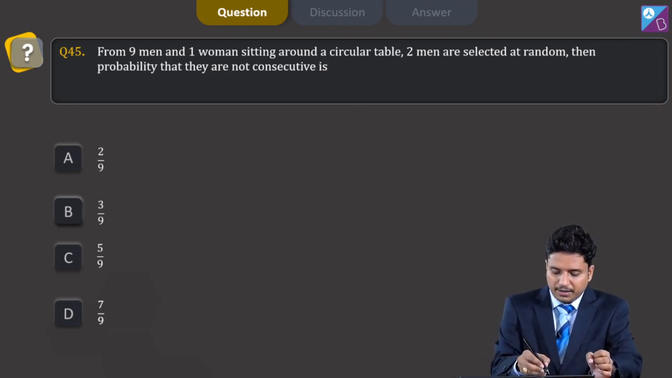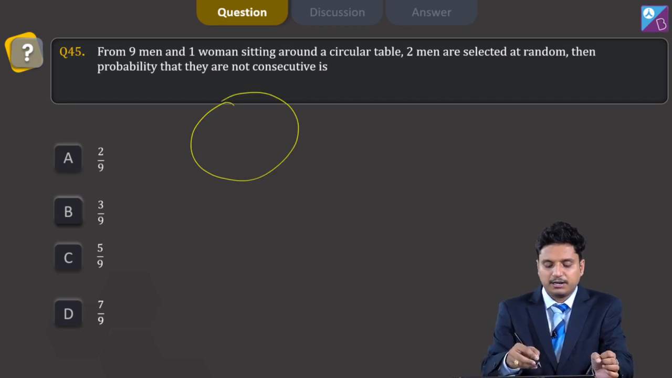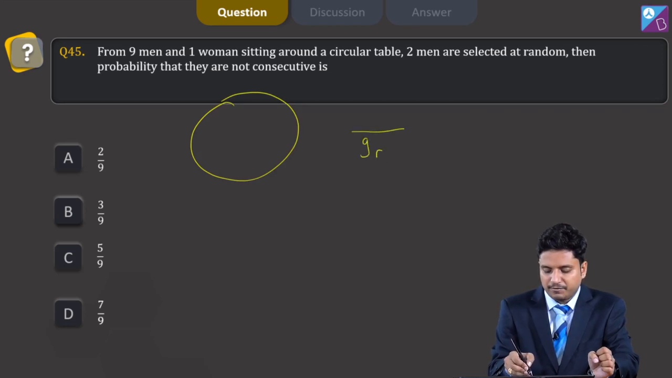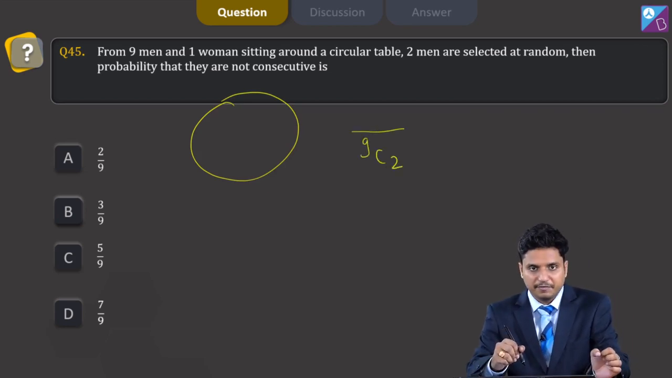So if they are sitting around a circle, if you have to select only 2 persons, 2 men from those, then the total cases for them will be 9C2. How many of them will be favorable?